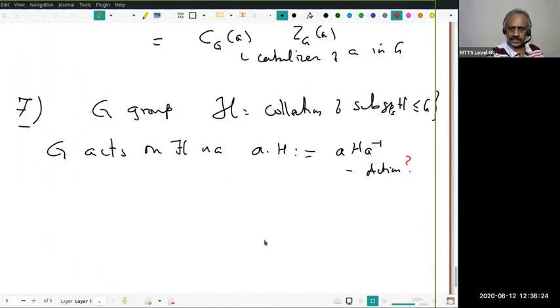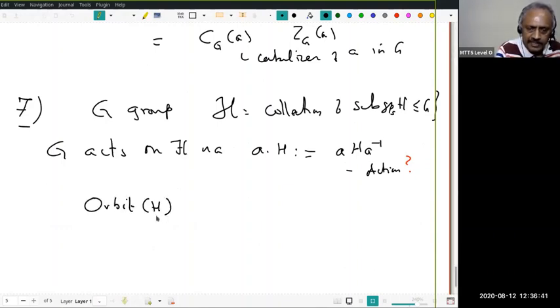You have to check whether this is an action. Okay. Now I want to know, before going further: when is the orbit of H a singleton? Remember, as usual, the orbit of H will contain H. Therefore, if it is a singleton, that means it must be H only.